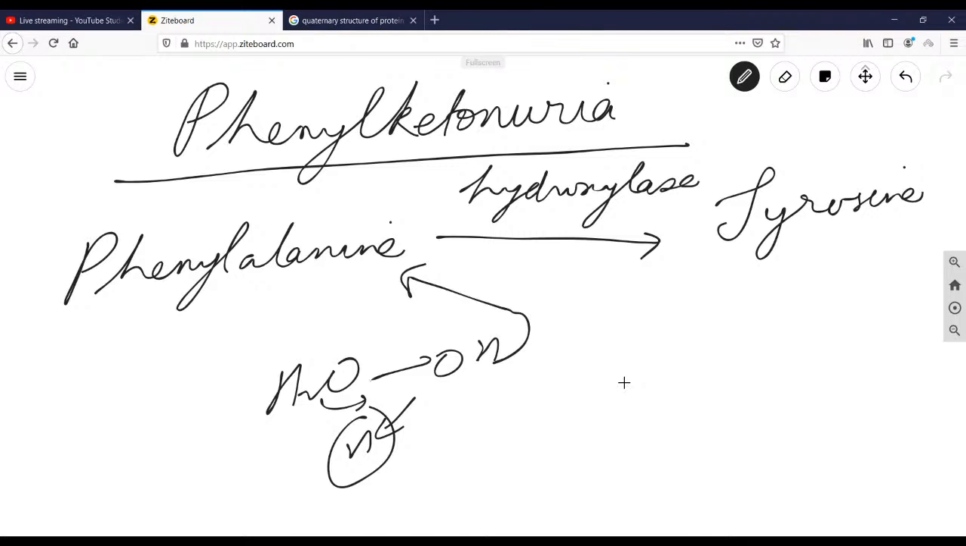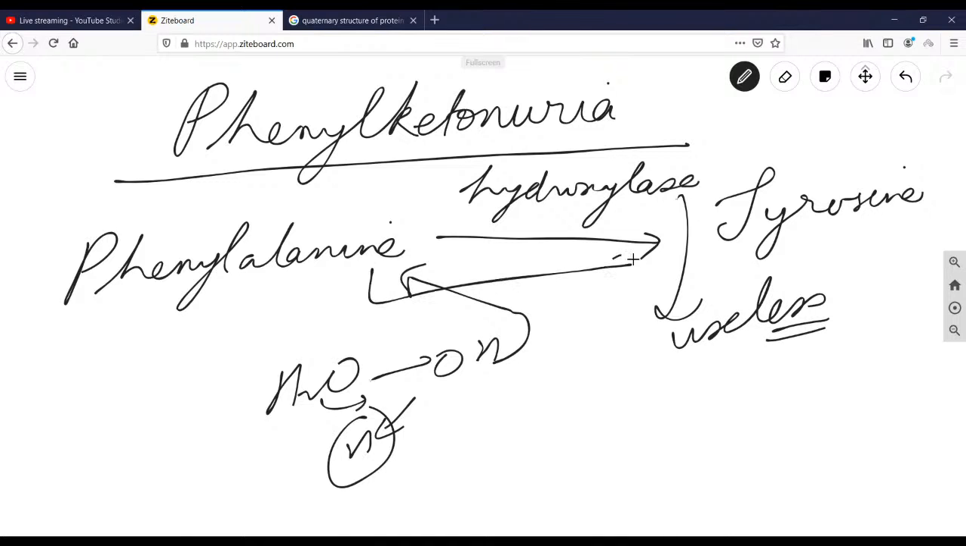Now suppose the gene coding for phenylalanine hydroxylase has a specific point mutation, and thus the enzyme has become completely useless. So this reaction cannot happen, and you will have too much accumulation of phenylalanine. That will lead to urinary defect, mental defect, and all. That is one effect of phenylalanine.